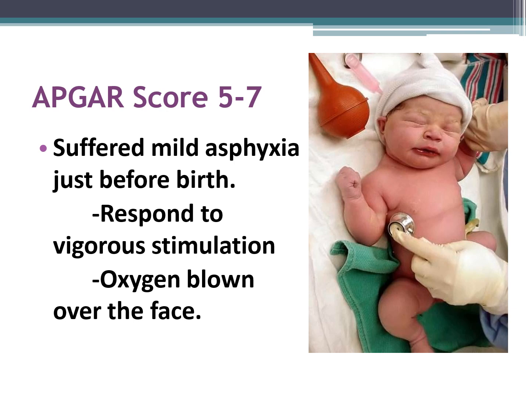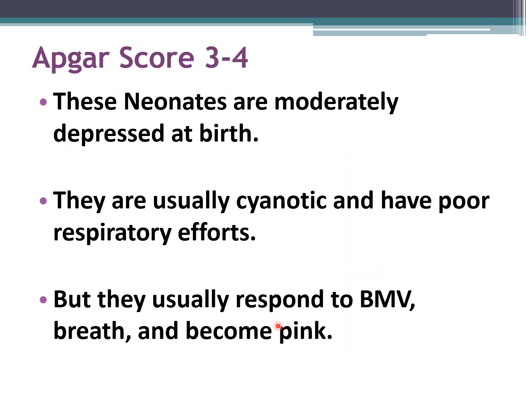But if the score is between 5 to 7, it shows that the baby had mild asphyxia just before birth, and the baby may respond to vigorous stimulation. If you just blow oxygen over the face, that will stimulate the baby, and that itself will be enough. And if the APGAR score is between 3 to 4, it shows that the neonate was moderately depressed at birth, and usually the baby will be cyanotic with poor respiratory effort. In that case, the baby will usually respond to bag and mask ventilation, and if you give breaths, the baby will become pink.